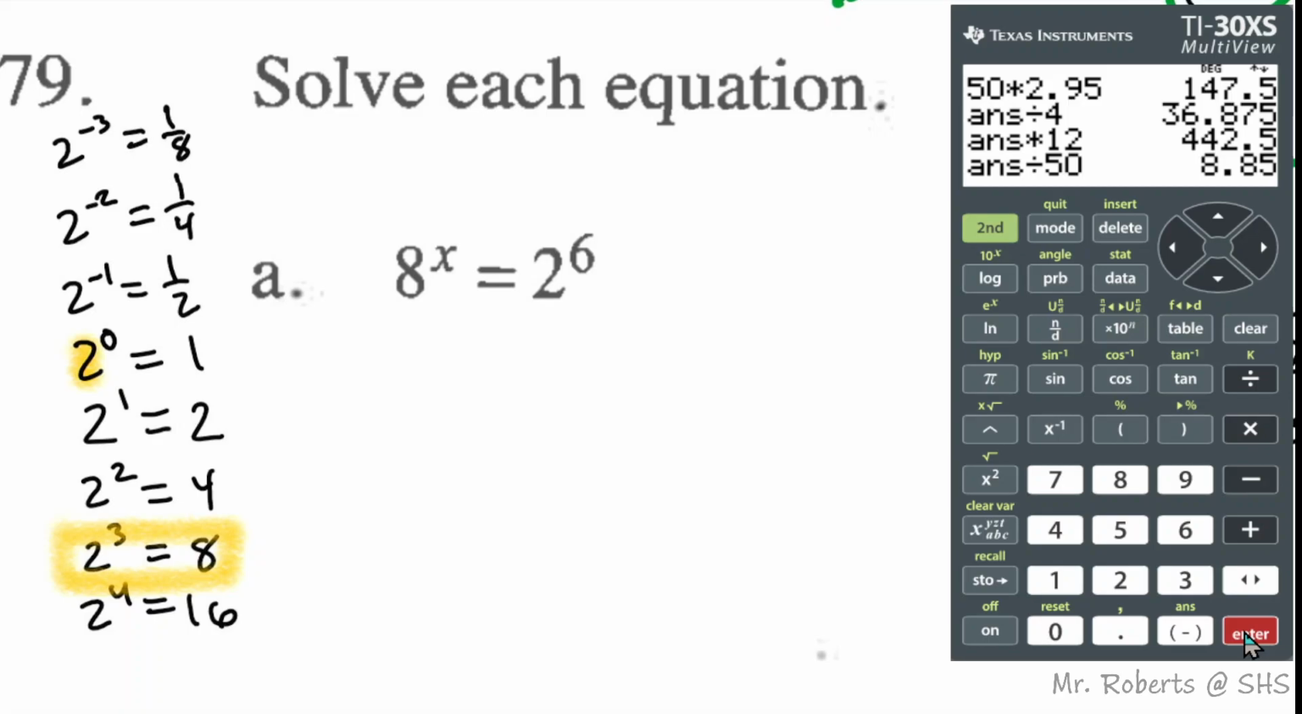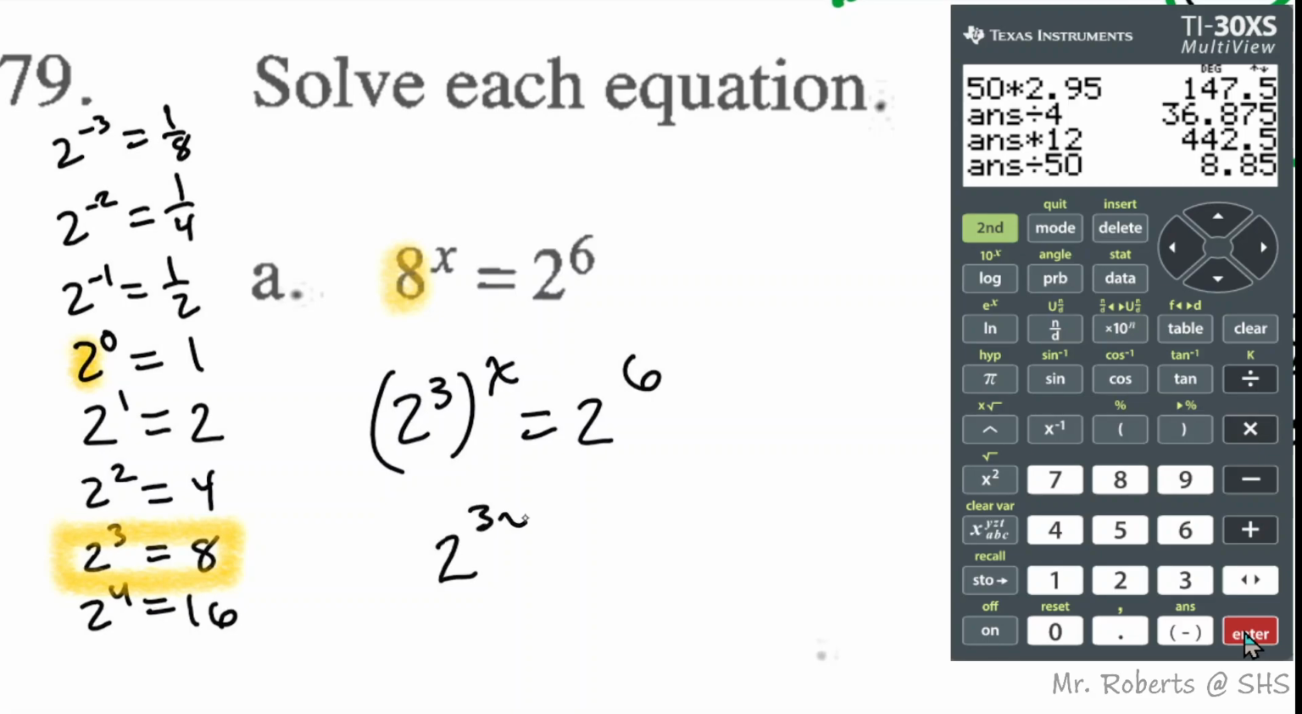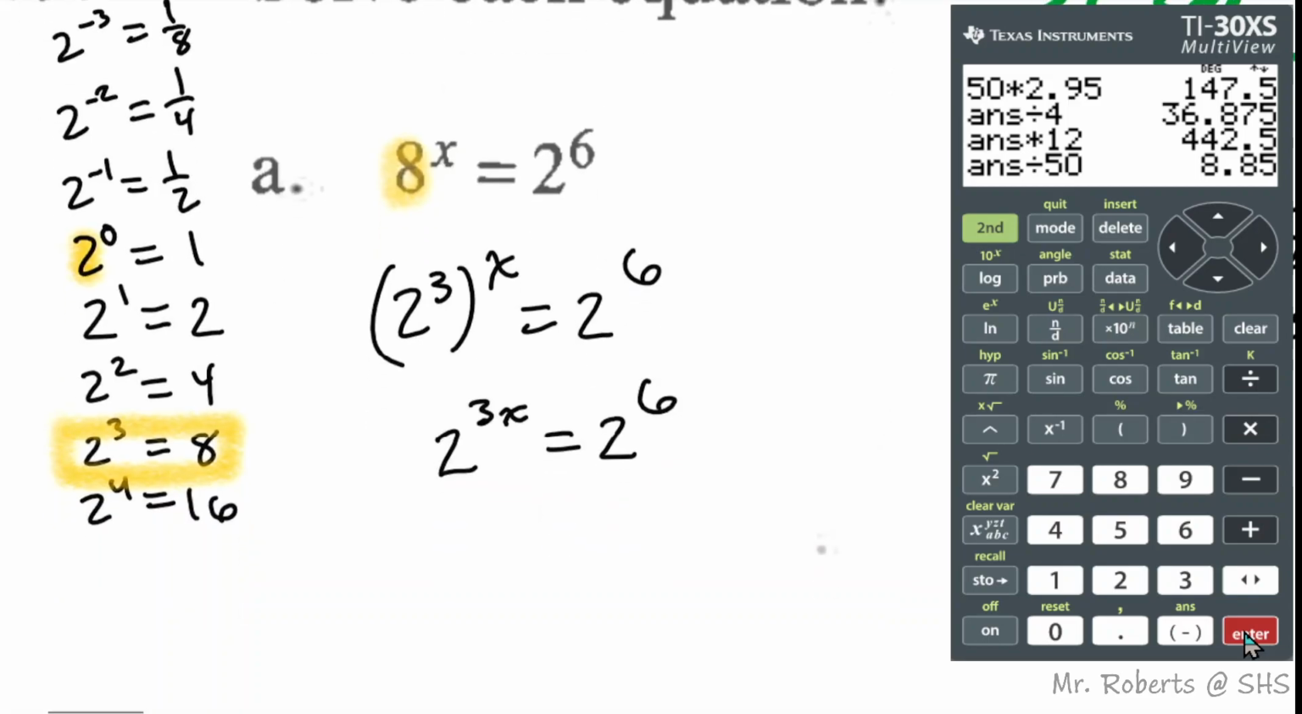Here's my plan. This number 8 is the same as 2 to the third. I'm raising that to the x power, and on the other side that's 2 to the 6th. If I simplify the left-hand side, multiply the 3 times x, I get 2 to the 3x is equal to 2 to the 6th power. And hey, they both have a base of 2, so 3x has to be the same number as 6. That means x has to equal 2.